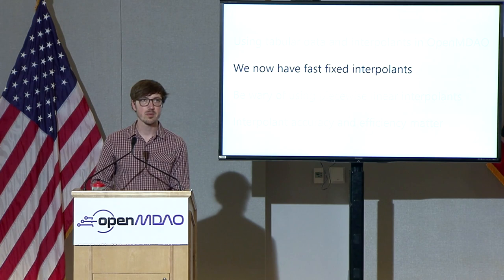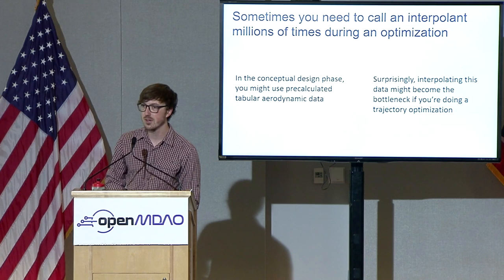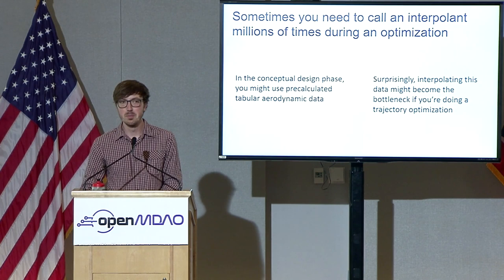But let's talk about this. So Rob, I'm not going to say he spilled the beans, but he said some neat stuff, and it's all true. We have fast fixed interpolants. Sometimes you need to call interpolants a lot, and I mean millions of times, maybe billions of times within an optimization. Let me explain why.